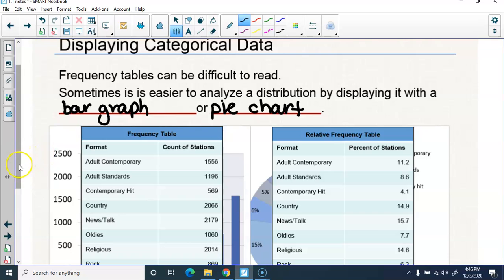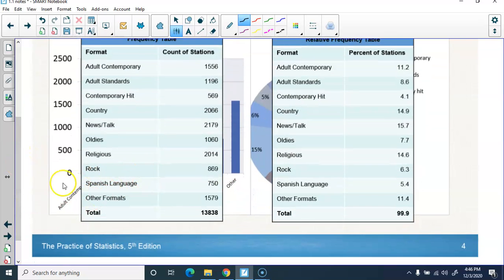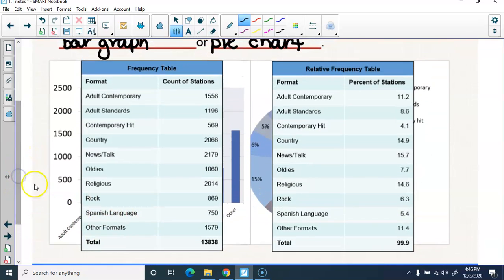What you might do for this bar graph, I know it's behind the table, is make each of the bars the height of each frequency. So you could easily compare based on how tall the bar is. And then here we have a circle graph behind the relative frequency table, where each wedge of the circle represents the relative frequency of one of the station types.